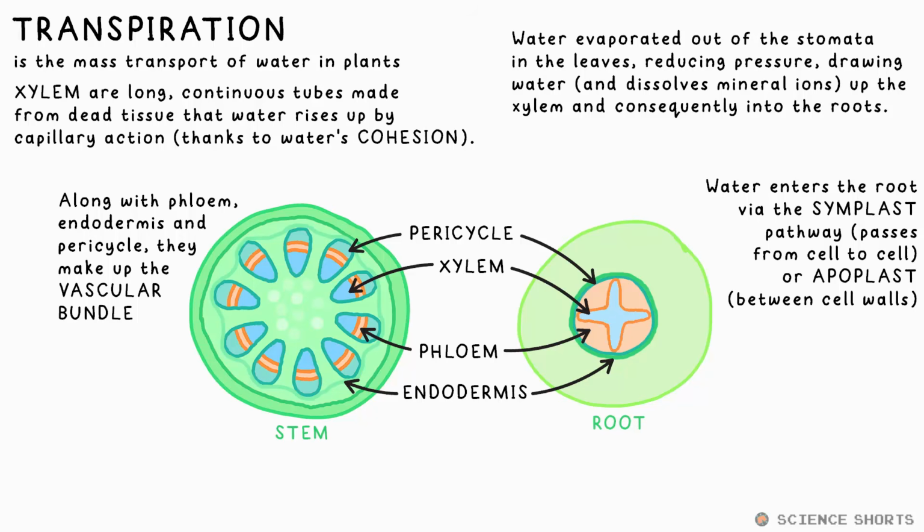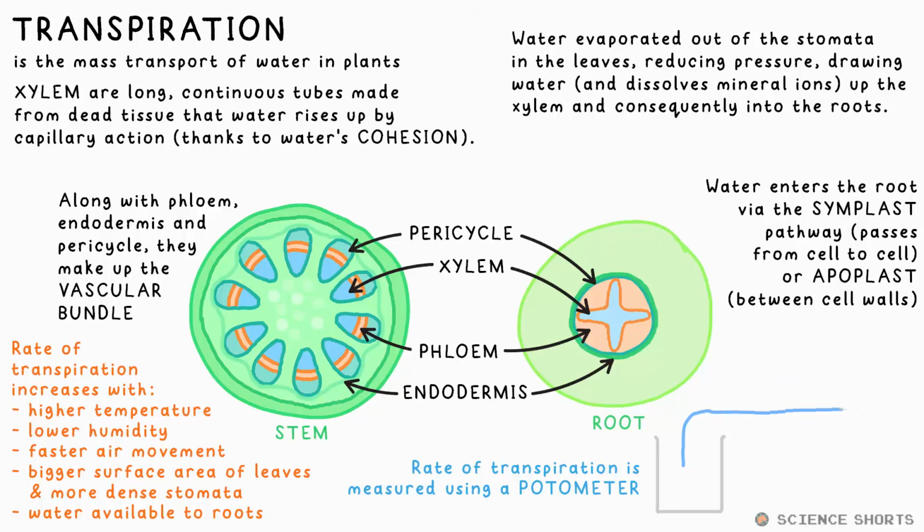Water evaporates out of the stomata of leaves, drawing water and dissolved mineral ions upward through the xylem. This is transpiration. As water molecules have cohesion, they're slightly sticky due to hydrogen bonding. It has surface tension. It can move up the xylem by capillary action.